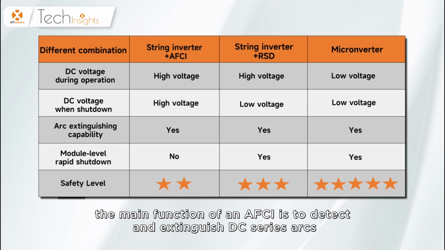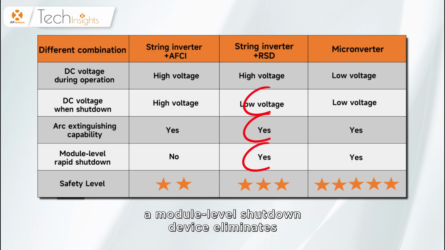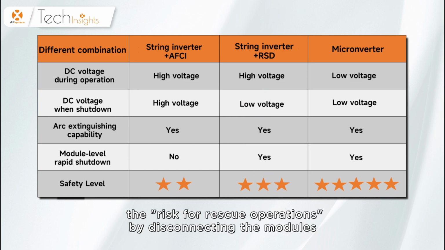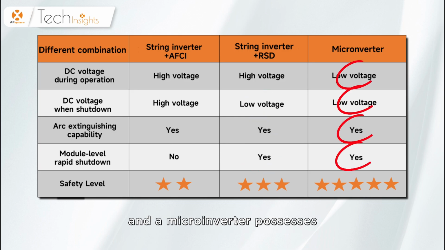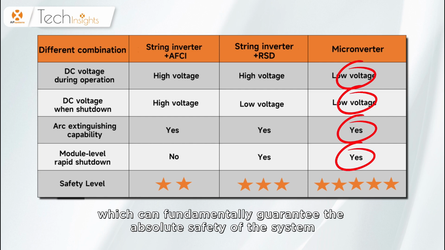To sum up, the main function of an AFCI is to detect and extinguish DC series arcs. A module-level shutdown device eliminates the risk for rescue operations by disconnecting the modules, and a microinverter possesses the inherent advantage of no DC high voltage, which can fundamentally guarantee the absolute safety of the system.